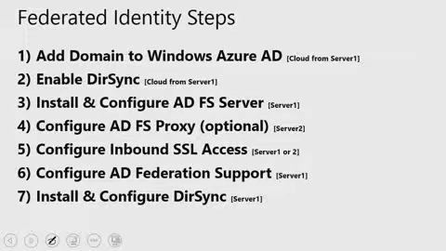I put optional just because, like you saw in the earlier slide, from the NLB guidance, there are no proxy servers in the less than 1,000 users. But it's really up to you, right? There's no reason why, if you're less than 1,000, you might not have a proxy. You might. After that, you need to configure that inbound SSL access to either your proxy or to your ADFS server. And then after that, you're going to finish configuring the ADFS, the federation support and the domain, and then finally install and configure the Dirsync tool.